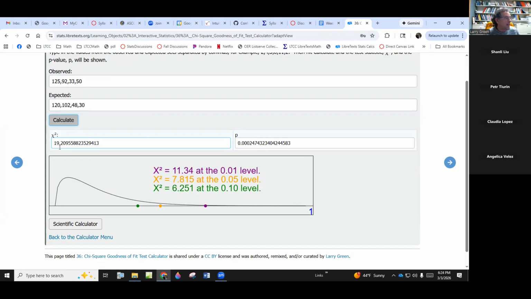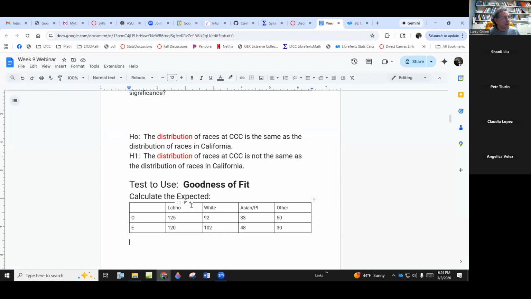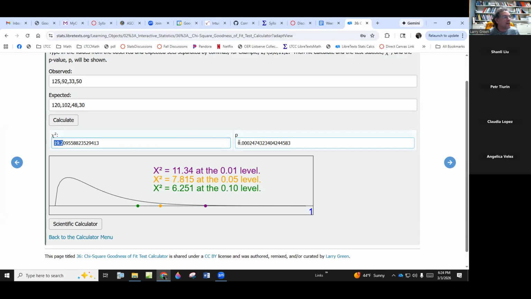Okay, this chi-squared, that's the test statistic. In this case, it's about 19.2 or so. Okay, and then, by the way, the p-value is about 0.000247. Okay, it's tiny. Here's the picture of the chi-square distribution. Notice it's very skewed right. It turns out there's 3 degrees of freedom. The number of degrees of freedom is one less than the number of choices that were in the survey question for goodness of fit. So it's 4 minus 1, which is 3. And that's what the picture looks like.